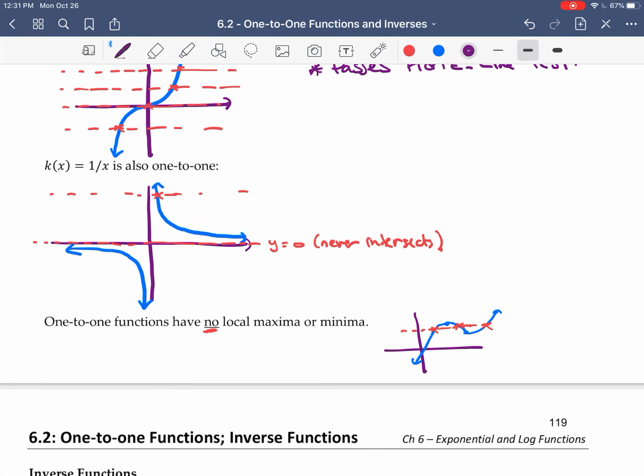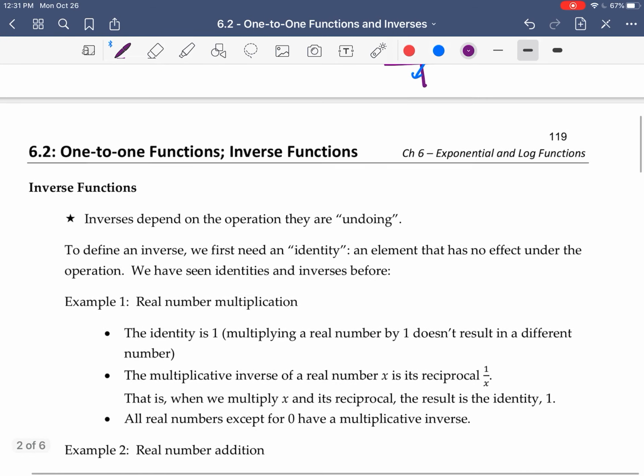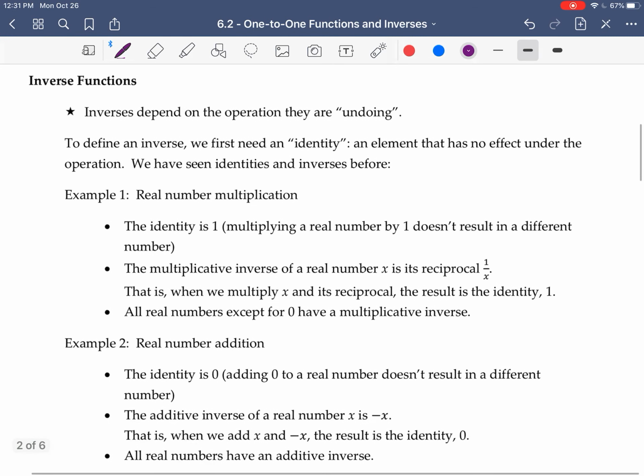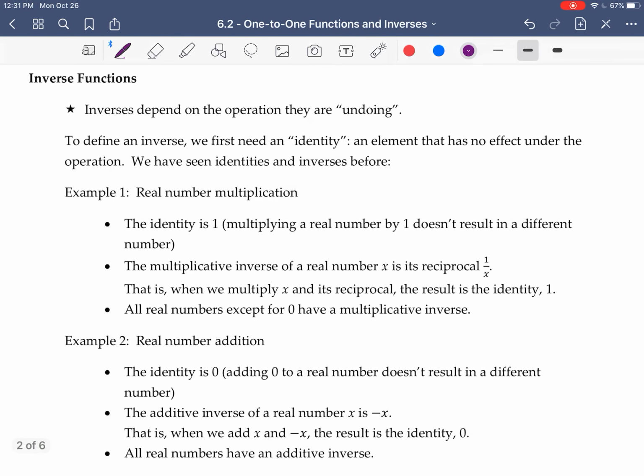Okay, now what does this mean for inverses? So let's think about inverses first. Basically what the inverse is doing is it undoes what the function does. So to define an inverse, we need an identity, that's an element that has no effect under the operation.